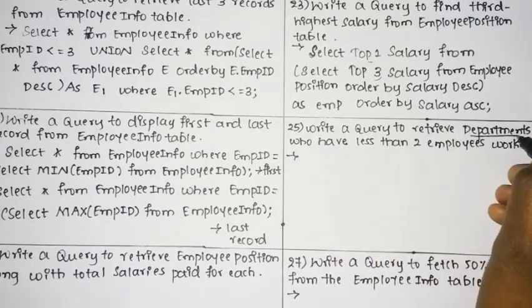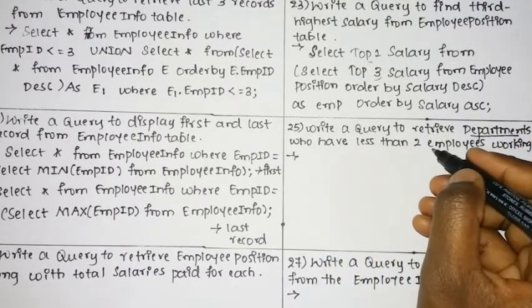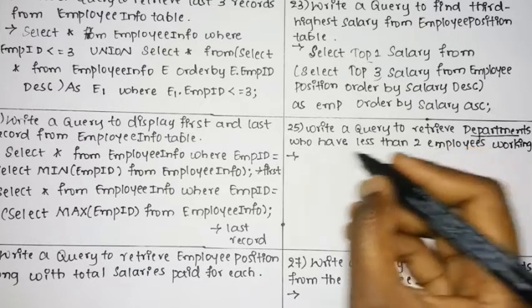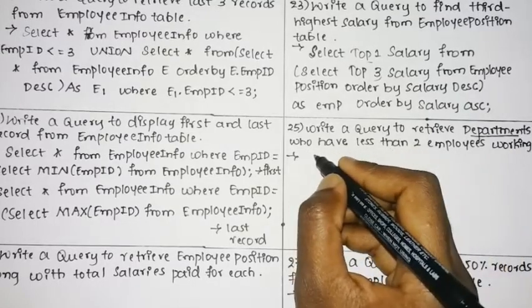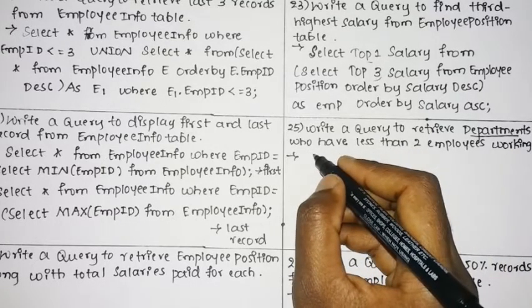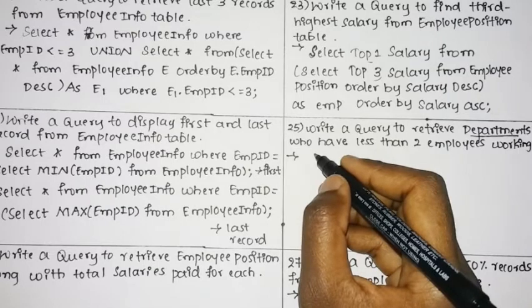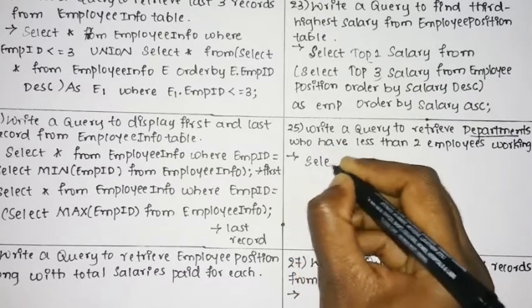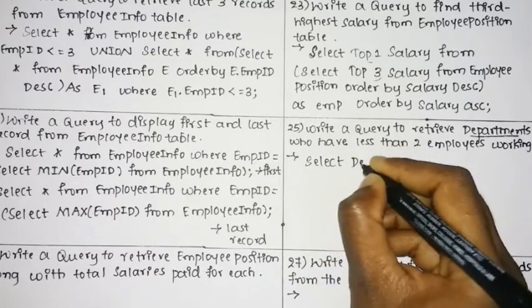So whenever there is a table and the query, first you need to see what is the common table. So using the common table you need to think how differently we can write the query using a single column, so that it will be easy for you to write the query. So write a query to retrieve departments who have less than 2 employees working. So in both the tables, the common column is employee ID itself. So again you are going to use the same thing. So what you need? Department. So select department.